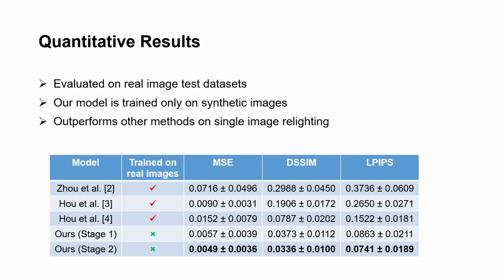We evaluated the performance of the model on two very challenging real image test datasets. The real image datasets were designed to have out of training light source positions and intensities. We compared the performance of our model against the three most relevant prior works which have been trained on real images. Despite our model being trained only on synthetic data, we observed that we significantly outperformed the prior works on these challenging real image datasets.